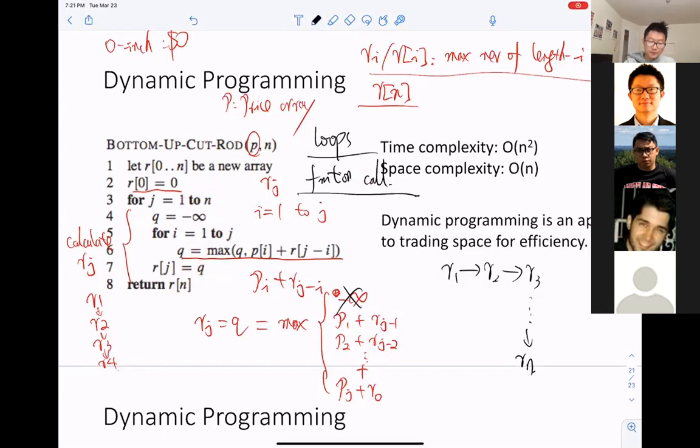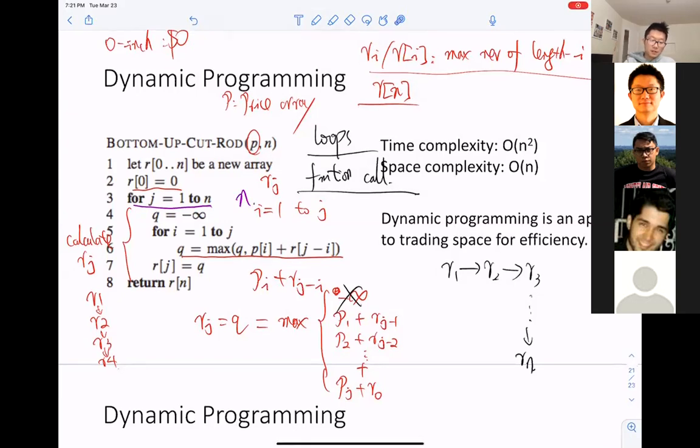Good point. So here, how many iterations are there in the outer loop? N. Yes, because we iterate j from 1 to n, so n iterations. How many iterations are there in the inner for loop? J. And j can be as large as what? What is the maximum value of j? Because j is a variable, how large can j be? Was that the length of the rod? Yes. j can be as large as n, correct?